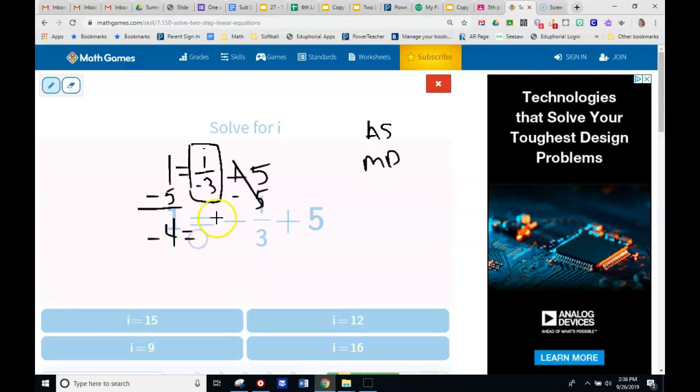Bring down what's in my box, and that is i divided by negative 3. And I'm dividing by negative 3, so the opposite would be to multiply by negative 3. So negative 3 times negative 4 would be a positive 12.